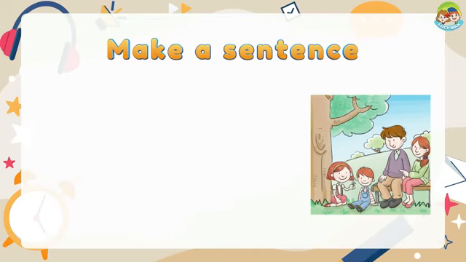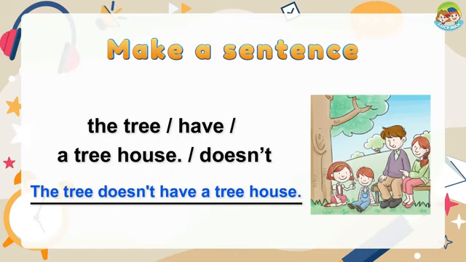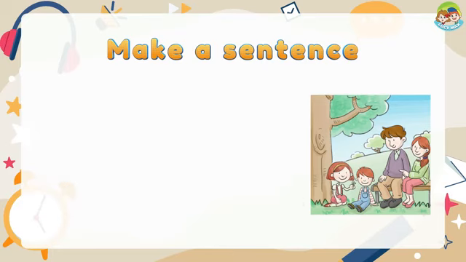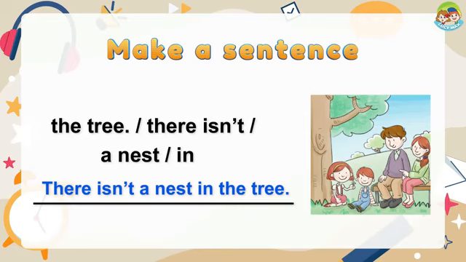Now look at the next one. The tree have a tree house doesn't. The new sentence is, the tree doesn't have a tree house. And the last one. The tree, there isn't a nest in. You write the sentence, there isn't a nest in the tree.